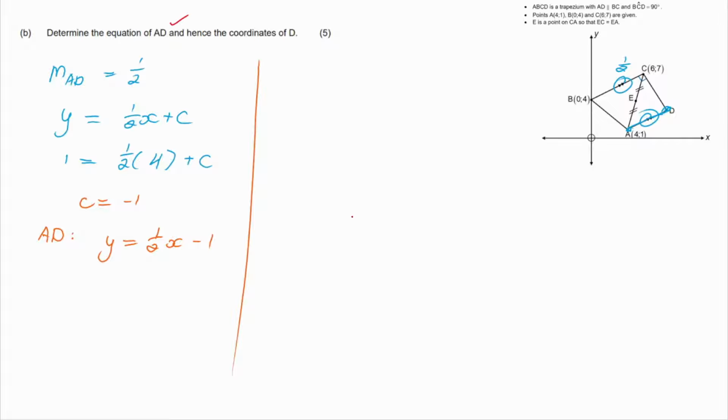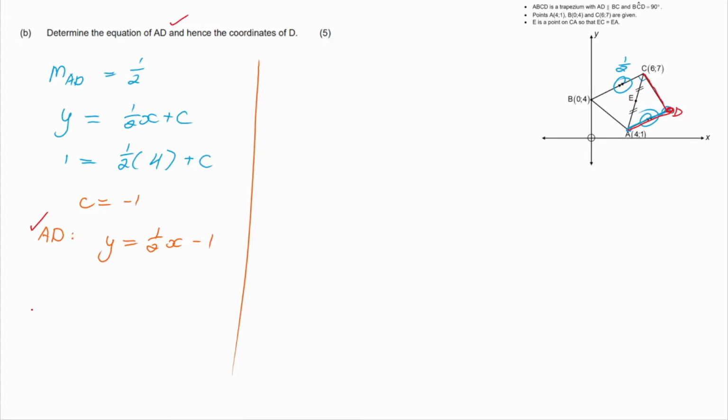So we've done this part, and now they say hence. So using what we just did, we need to work out the coordinates of D over here. So we ask ourselves, what's special about D? D is the point of intersection of this line and this line, of line CD and AD.